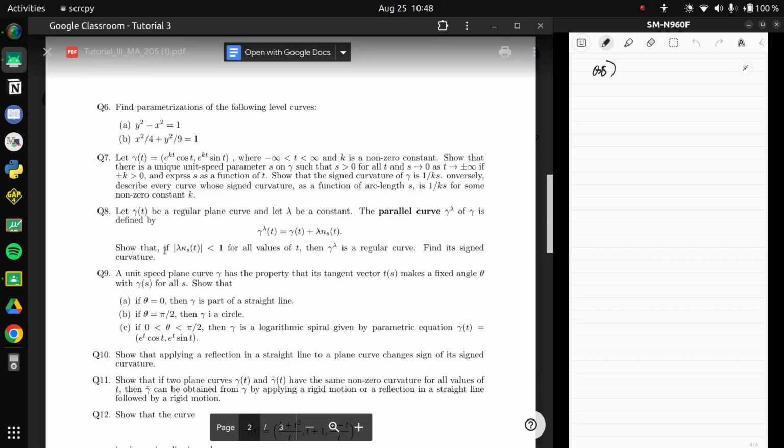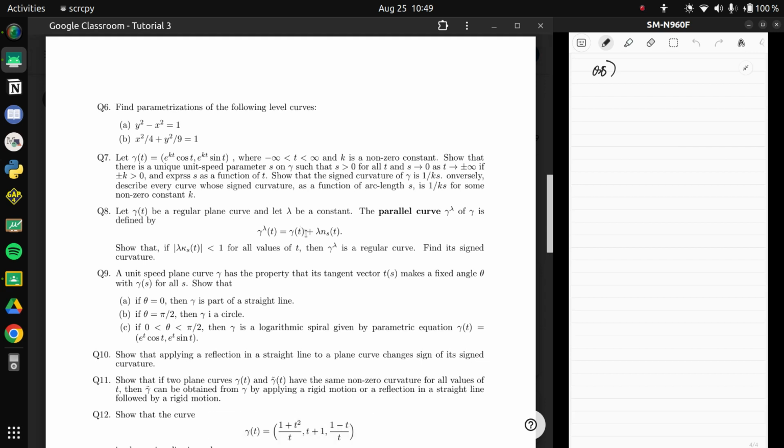Show that, so this is a parallel curve of gamma. So what's a parallel curve? They're defining it like that. What is n sub s of t? Well, we don't know. Oh, so that's like the normal vector of gamma. So this is your gamma, your tangent vector, your normal vector, whatever. And so you're saying lambda n sub s of t. So it's something like this, this vector.